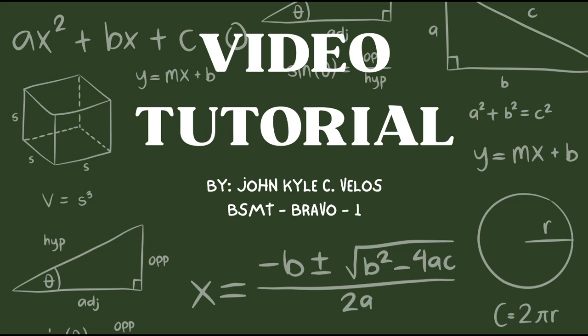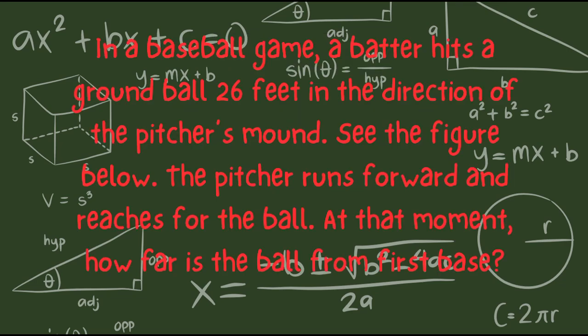In today's video, I'm going to explain how I get the answer of this one problem. So, this is the problem. In a baseball game, a batter hits a ground ball 26 feet in the direction of the pitcher's mound. See the figure below. The pitcher runs forward and reaches for the ball. At the moment, how far is the ball from first base?